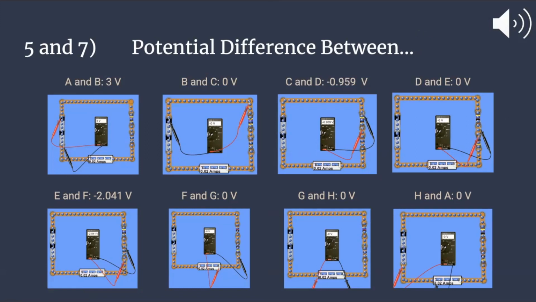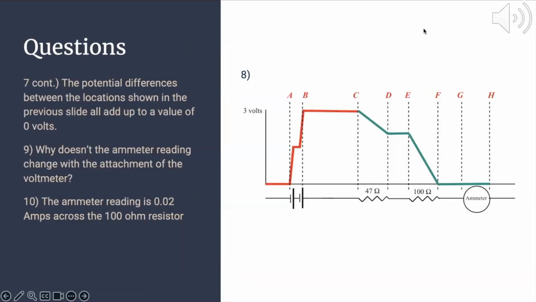So we've labeled the points between which we will be calculating the electric potential. And we're going to focus mainly on 5 and 7. The potential differences between the locations shown in the previous slide all add up to a value of 0 volts. So why doesn't the ammeter reading change with the attachment of the voltmeter?